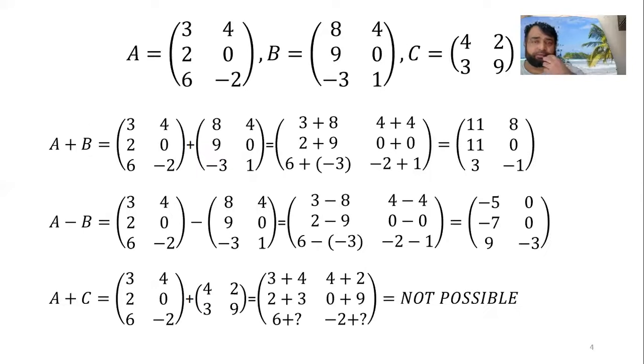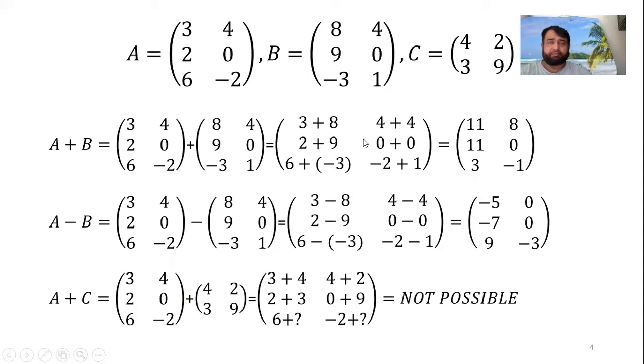So here we see some examples. Matrix A is 3, 4, 2, 0, 6, -2. B has the elements 8, 4, 9, 0, -3, 1. C is 4, 2, 3, 9. Now if you want to add matrix A and B, you see their order is the same. The order of matrix A is 3 by 2, and the order of matrix B is also 3 by 2. So if you want to add them, you can do it.